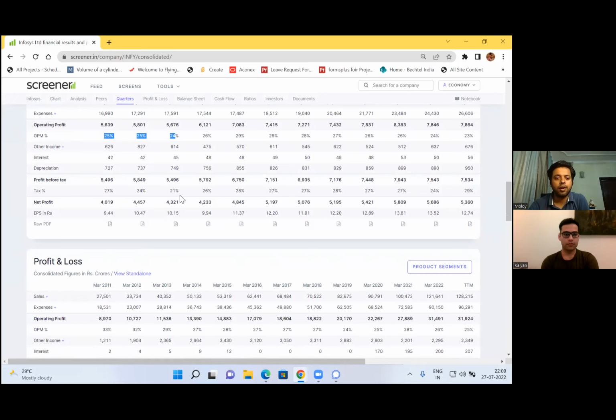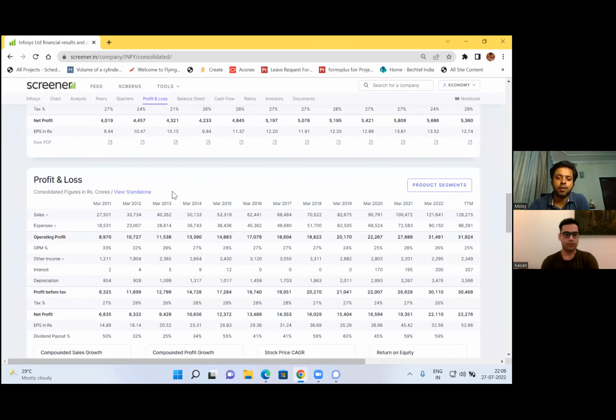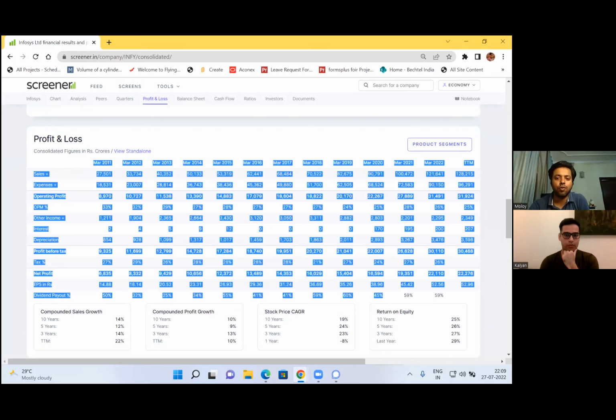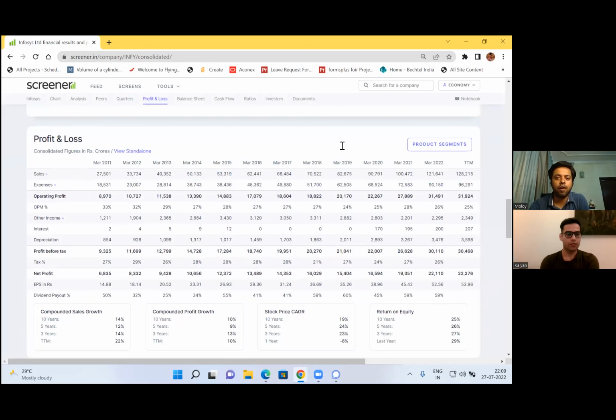The profit and loss statement is the same thing, but it's annualized. The last 4 quarters in the financials are annualized. So you get 10 years of data, to have a more realistic picture of how the company has performed over the last 10 years.